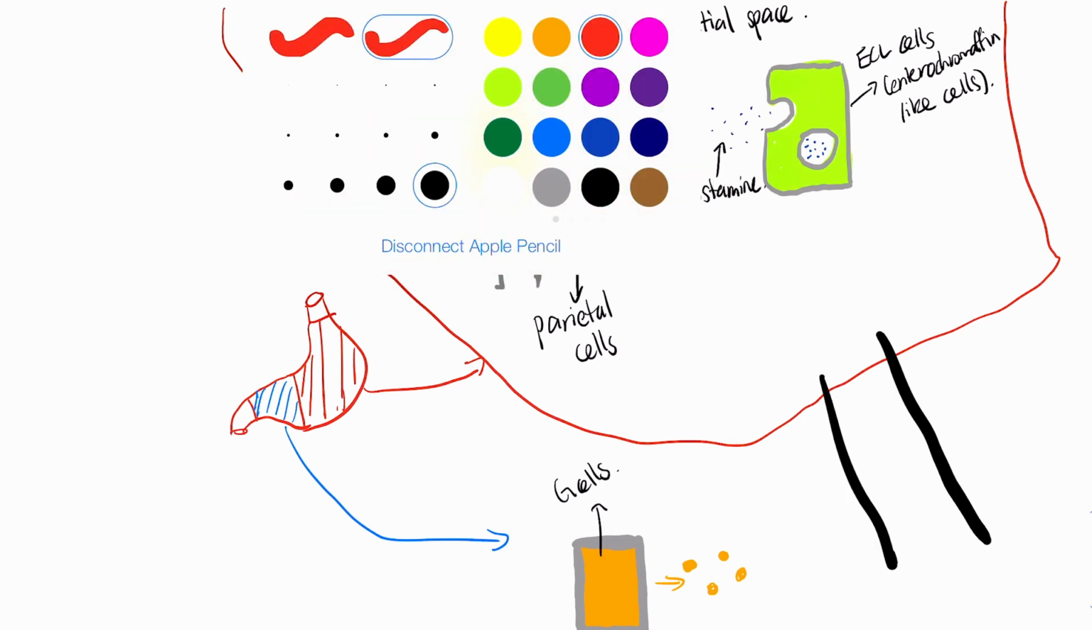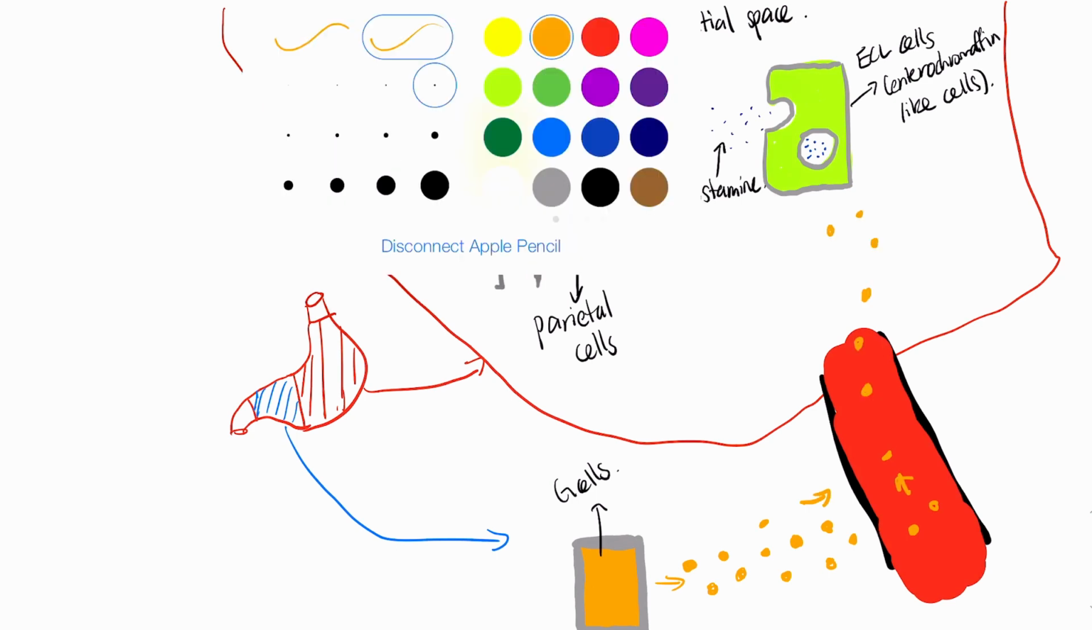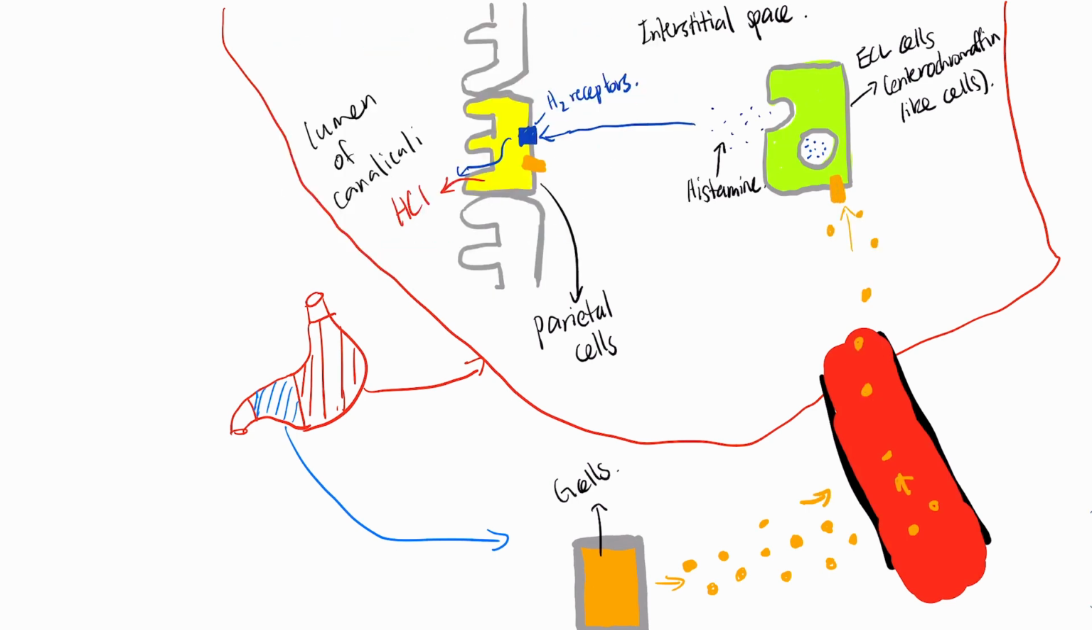Gastrin is then secreted into the blood in response to the digestion of proteins, which is then transported to the ECL cells and the parietal cells in the body of the stomach, in which it binds to CCKB receptors. This process stimulates the secretion of histamine, which will eventually stimulate the secretion of hydrochloric acid. However, it can also directly bind to parietal cells, which also stimulates the secretion of hydrochloric acid.